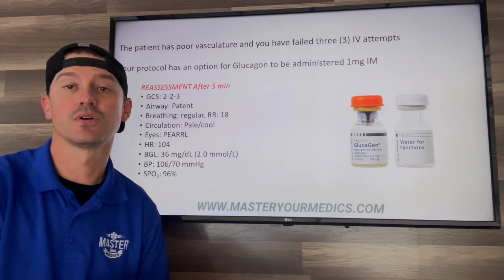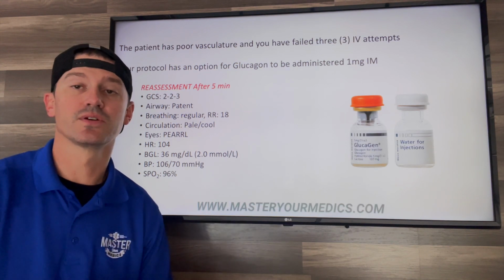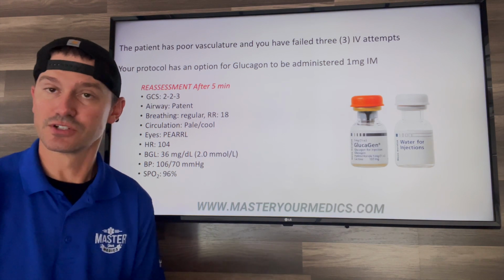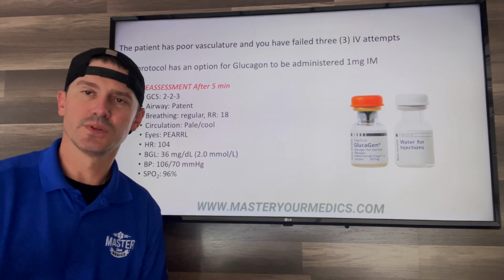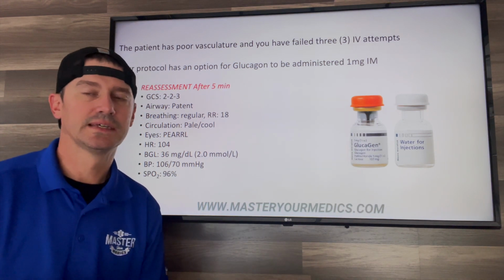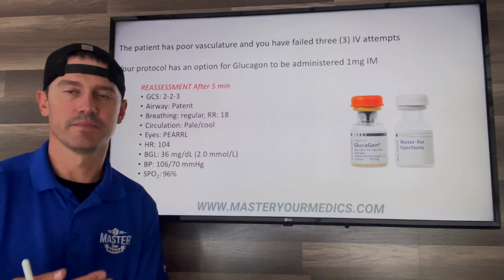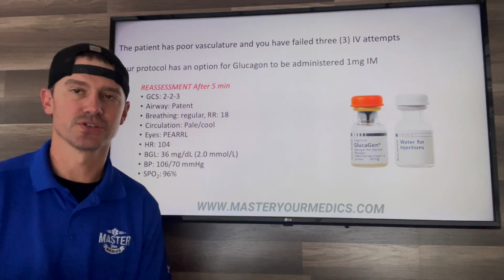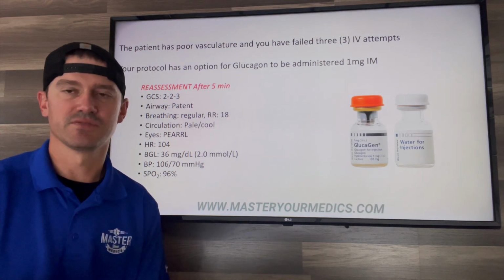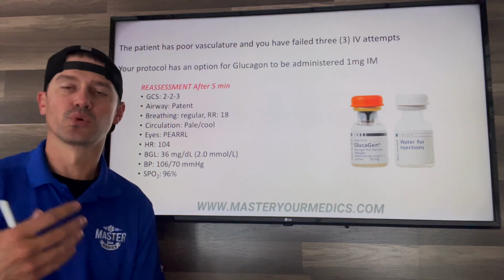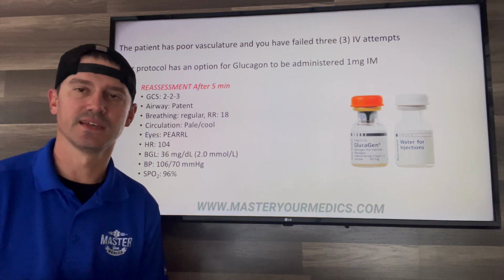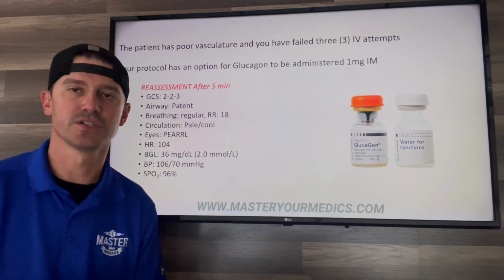So your local protocol calls for 1 milligram of glucagon to be given intramuscularly. So we know that the onset of glucagon can begin to react within a few minutes. Peak effect is at about 10 minutes, and it has a duration of approximately 45 to 60 minutes for total processing, but that peak effect is in that 5 to 10 minute range.